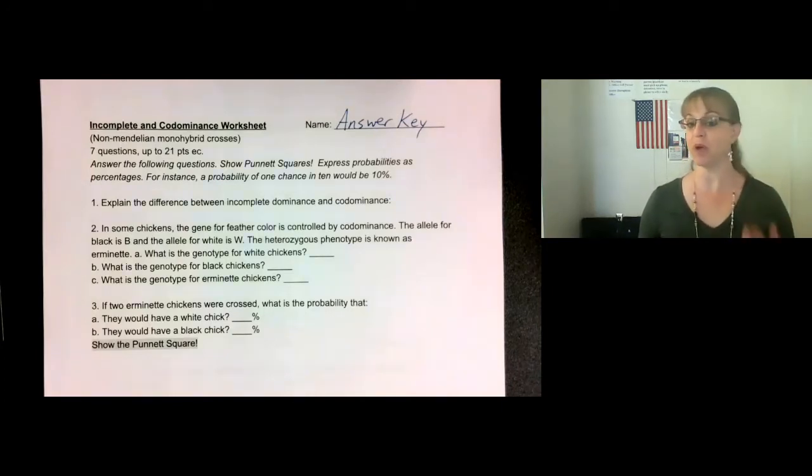Codominance is when you see both characteristics. You see the red and you see the white. It's either spotted or speckled or striped or something like that, where you can actually see both colors distinctly.